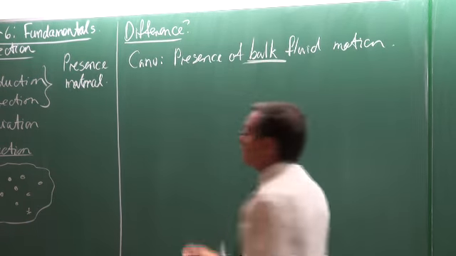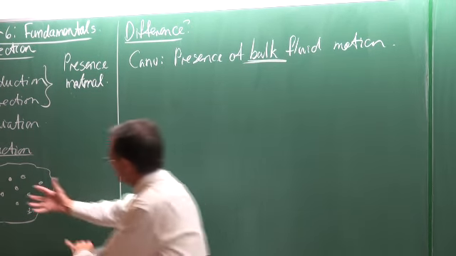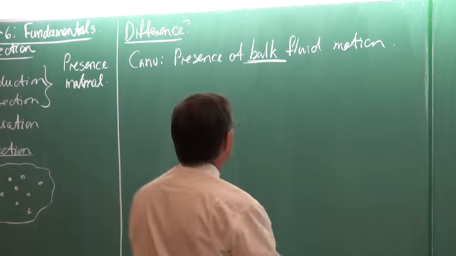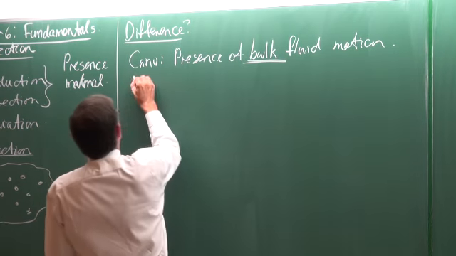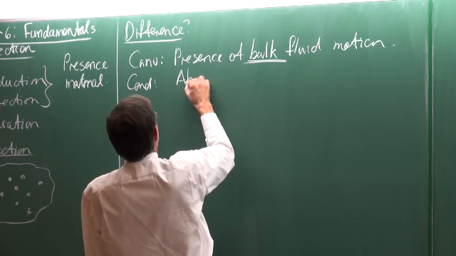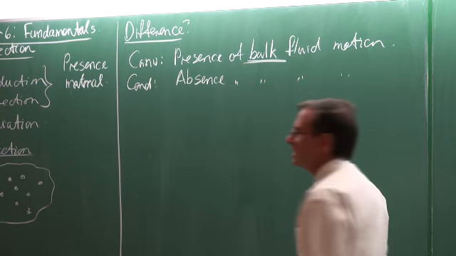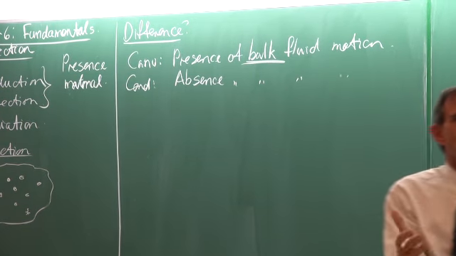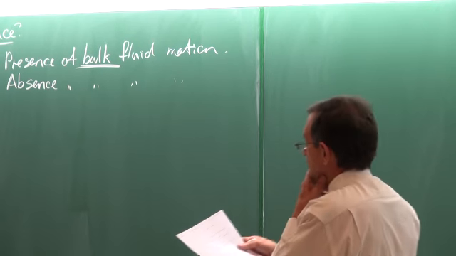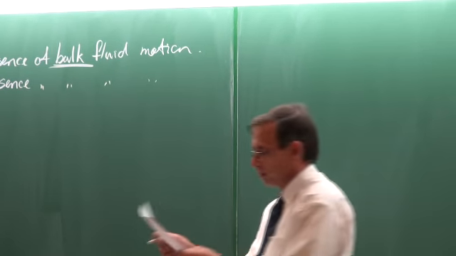Okay. So bulk fluid motion. What do we mean with bulk fluid motion? It means that most of that fluid is actually moving. With conduction, there will be an absence of a bulk fluid motion. And that is one of the most important differences between conduction heat transfer and convection heat transfer. Let me illustrate it to you with a very simple example.